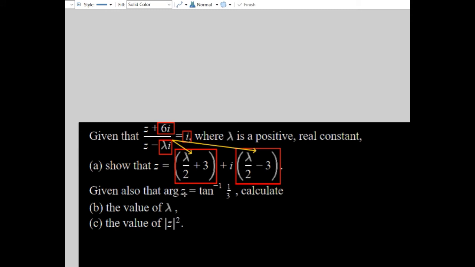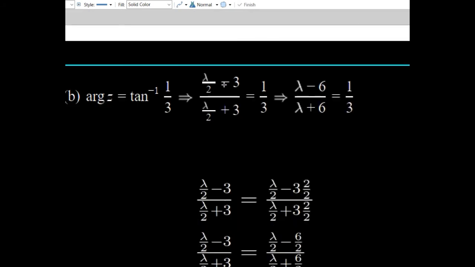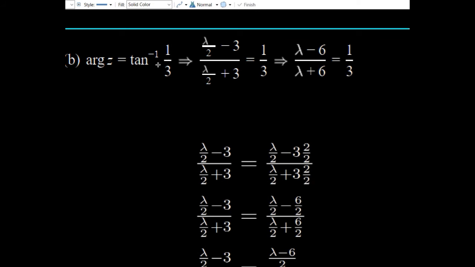Then it says, given also that arg of z is equal to tan to the minus 1 of 1/3, calculate the value of lambda. So if I was to do that, there's a couple of things I would go through. First of all, I would consider that tan to the minus 1 is opposite divided by adjacent. We'll start with adjacent first because that's just how I've drawn it. We'd say that this is the adjacent of a length of 3, and the imaginary part, the opposite part of our triangle, would be a 1. And so it's a relationship between opposite and adjacent.